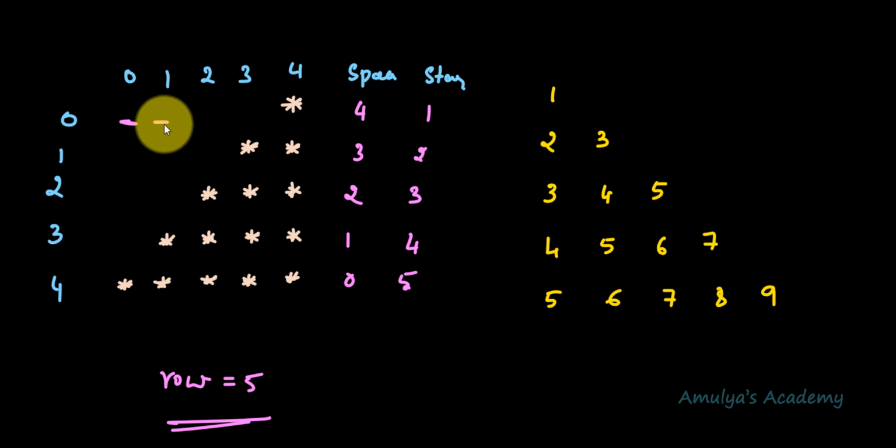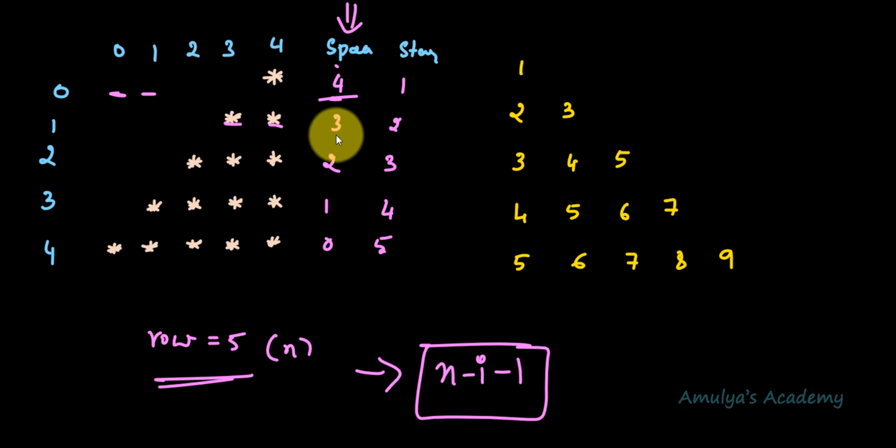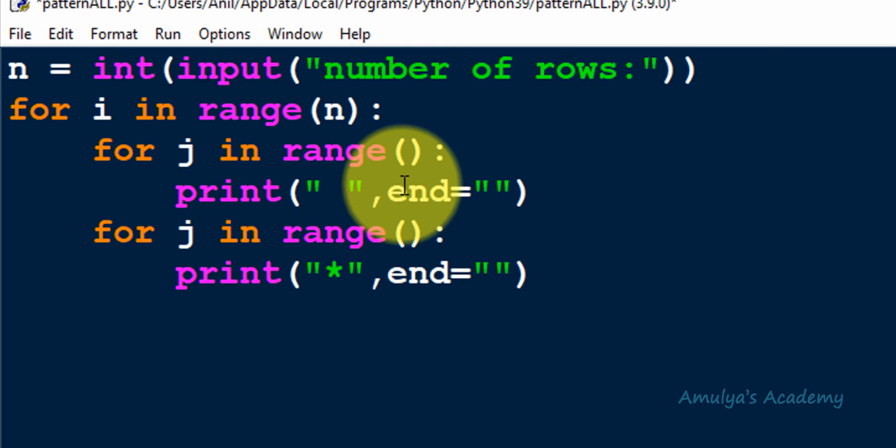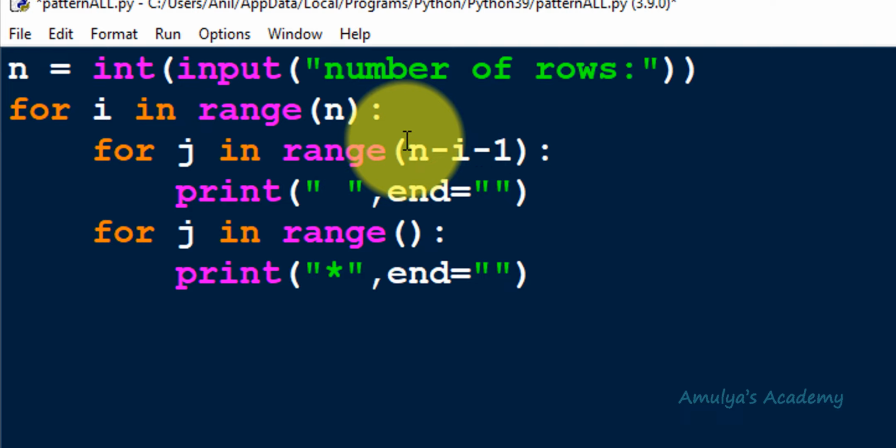Here you can apply this formula and check. n value is 5 here, i value is 0, minus 1, so I'll get 4 space. When n value is 5, i value is 1, 5 minus 1 minus 1, so I'll get 3. Okay, it will work for the space. So in the for loop for space, you need to mention you want n minus i minus 1 spaces.